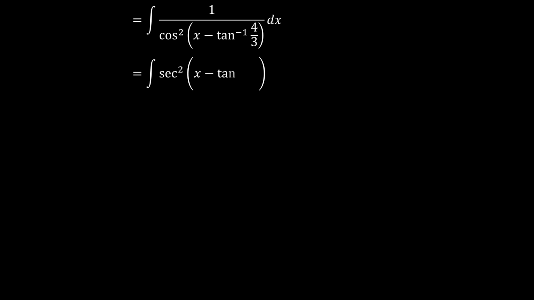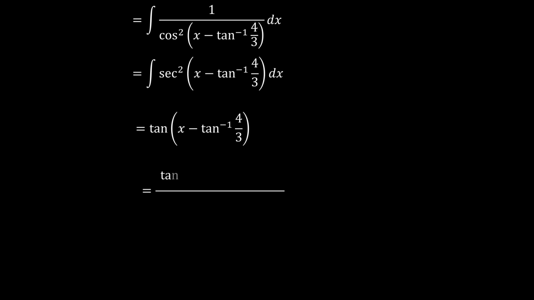So as we said, we have the integral of 1 over cosine squared of x minus arctangent of 4 over 3, which is the same as the integral of secant squared of x minus arctangent of 4 over 3. That integrated is tangent of x minus the arctangent of 4 over 3, and we want to express it in a form that obviously is the same as what we saw in the first method. You could stop here, and I think that would still be okay.